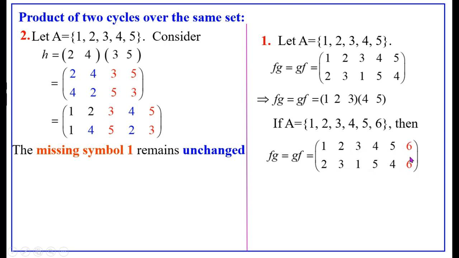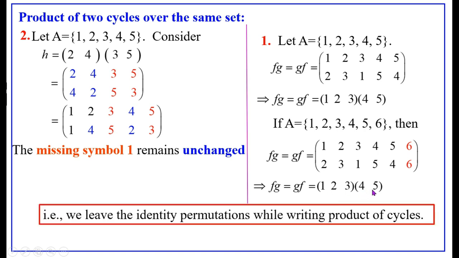That is, the missing symbol can be inserted here as the sixth column, or anywhere you can insert the sixth symbol. F into G equal to G into F is equal to the product of two cycles, namely (1 2 3) and (4 5). That is, we leave out the identity permutations while writing the product of cycles. That's the important point. Here, 1 is missing, so we haven't written 1 anywhere in the cycle. Here, 6 is missing. We have not written 6 in any of the cycles.